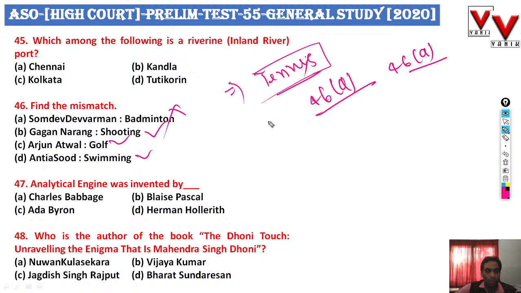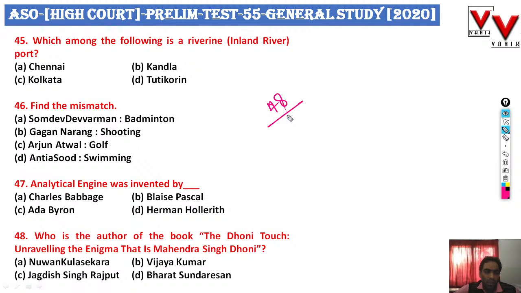Now the next question is the 47th question: the analytical engine was invented by Charles Babbage. So for 47, the right answer is A. Now the next question is the 48th: who is the author of the book The Dhoni Touch: Unraveling the Enigma of Mahendra Singh Dhoni? Bharat Sudarshan is the writer of this book. So for 48, the right answer is D.